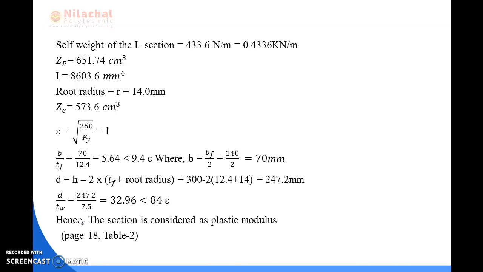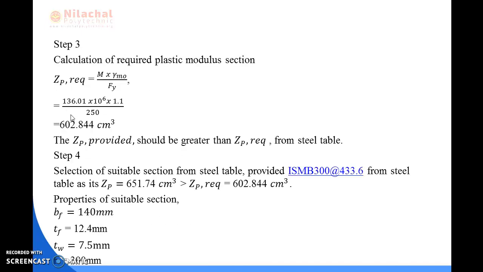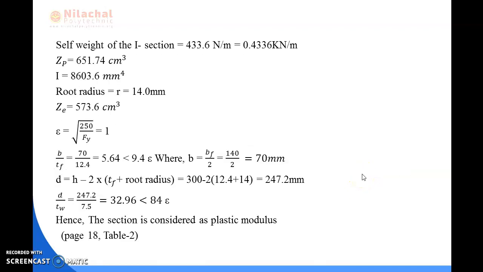So in the last class we completed this numerical up to the suitable section, and after that we continue this up to the properties of the suitable section. So these are the properties of the suitable section that we got as ISMB 300 at the rate of 433.6 Newton per meter.